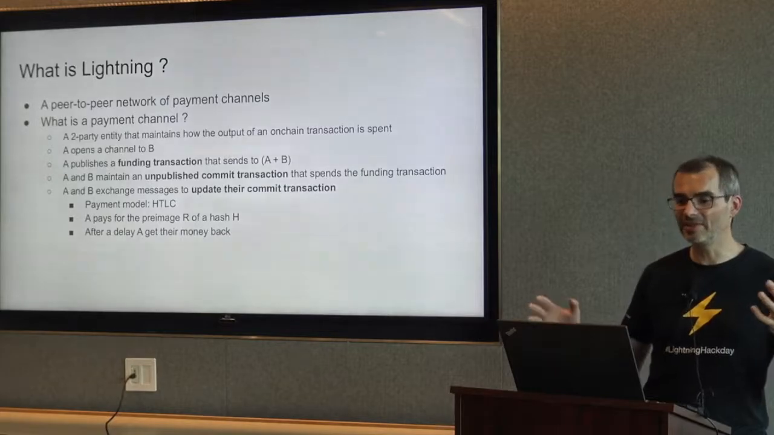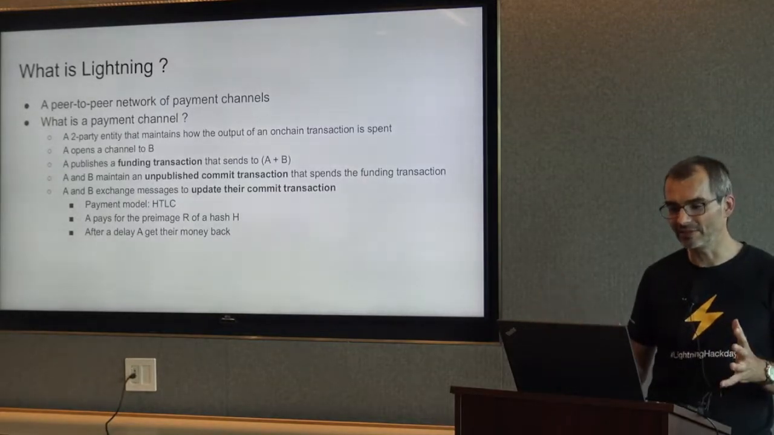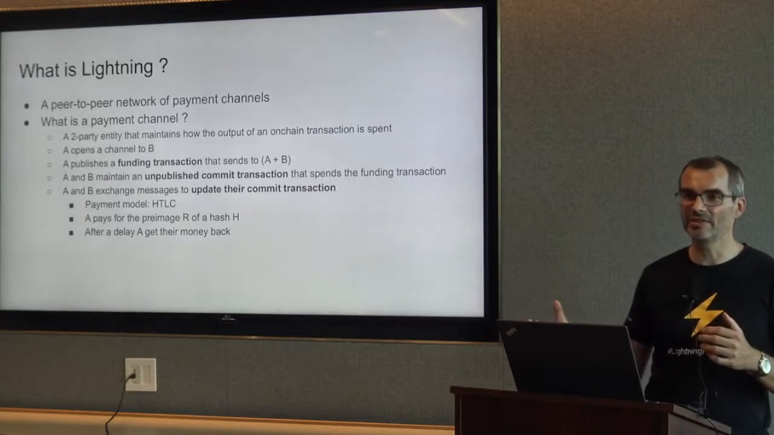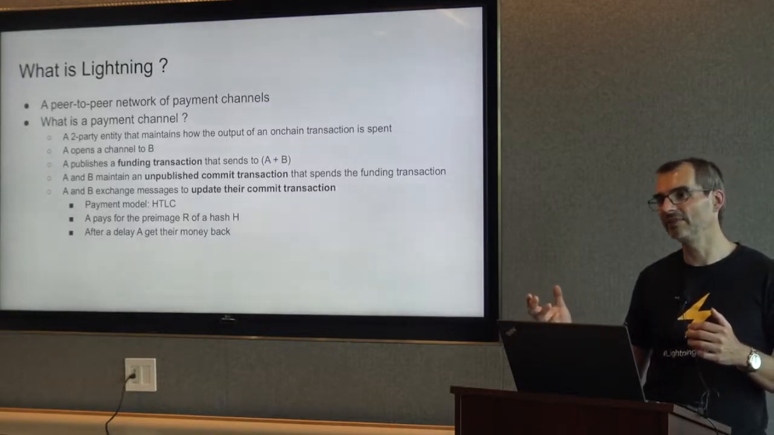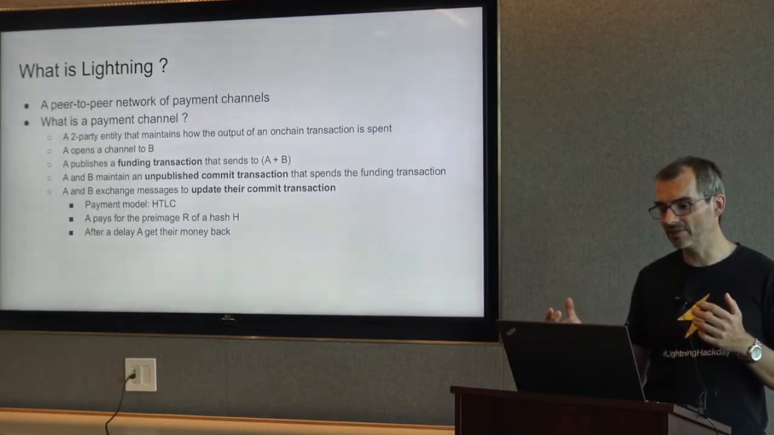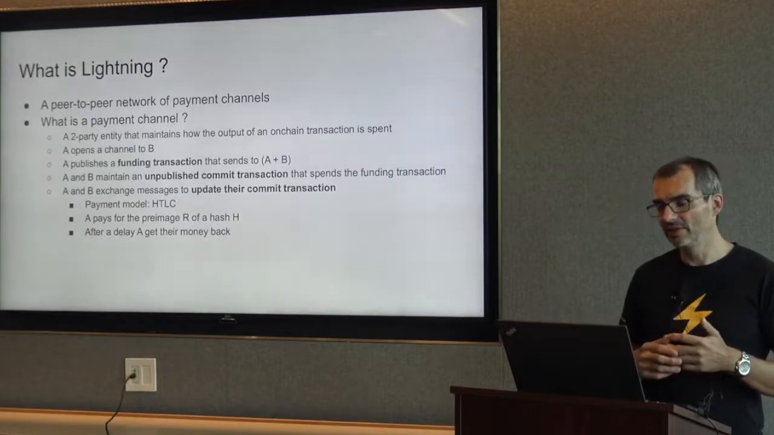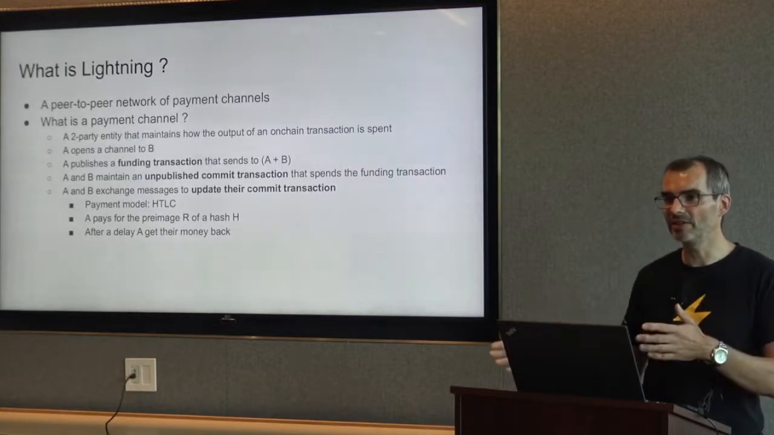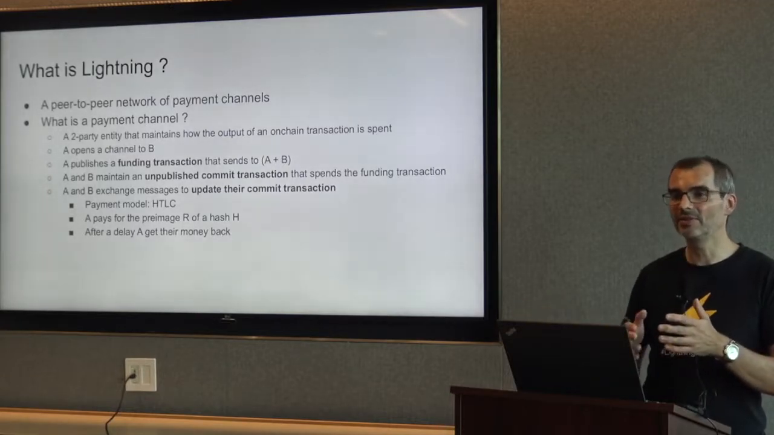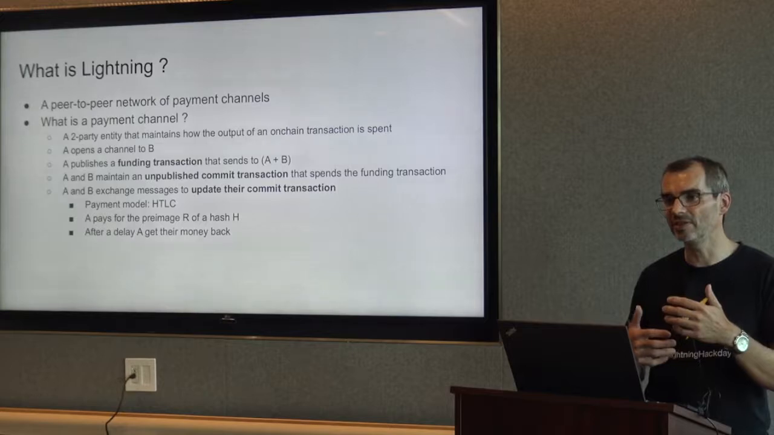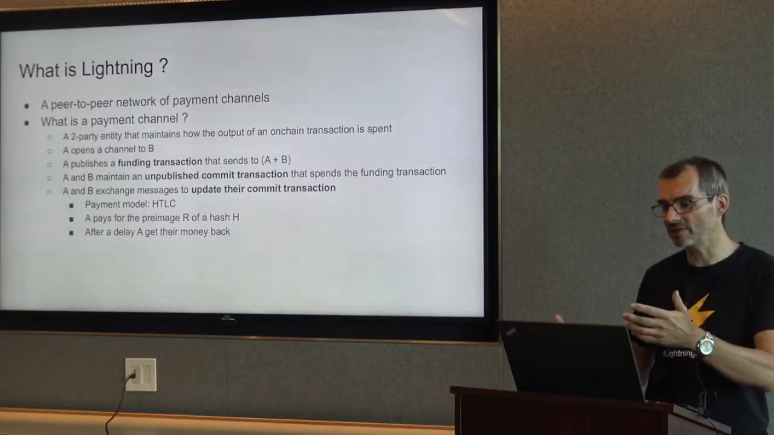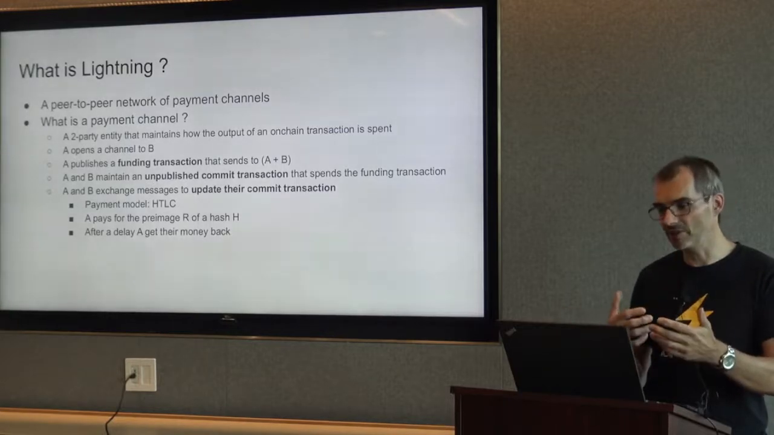So Lightning, basically, it's a peer-to-peer network of payment channels. And a payment channel is something that maintains unpublished transactions and updates unpublished transactions. And we try to do this in a way that is trustless. So you open Lightning channels by publishing a funding transaction to the blockchain. And then all the trick is to exchange messages to update what we call a commitment transaction that spends that funding transaction, without having to publish it.